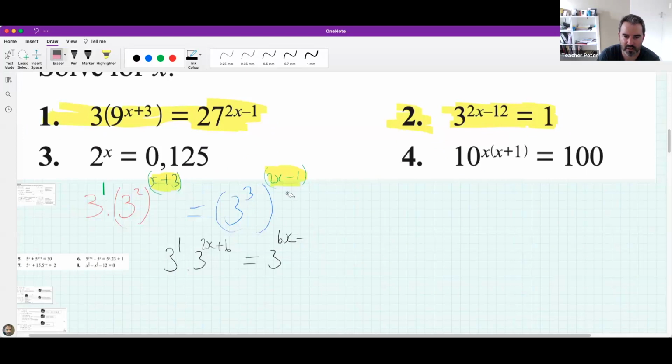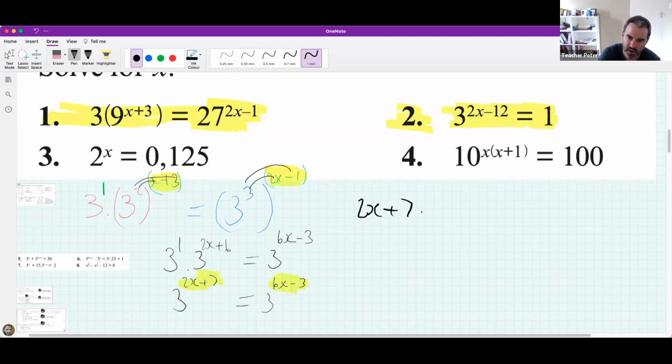So that really is the tricky bit. Because it goes 6x minus 3, and this is 2x plus 6. But then on this side, we can just have 2x plus 7, because the 1 and the 6 get added, equals 6x minus 3. And now we know the bases are the same, and the whole values are the same, so the powers must be the same. So we get 2x plus 7 equals 6x minus 3.